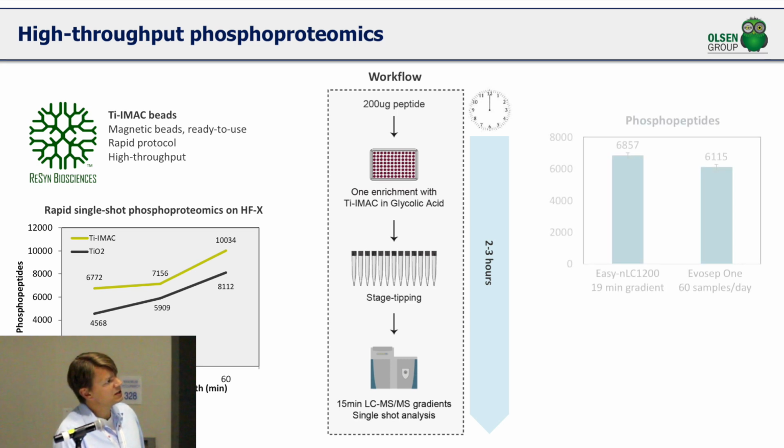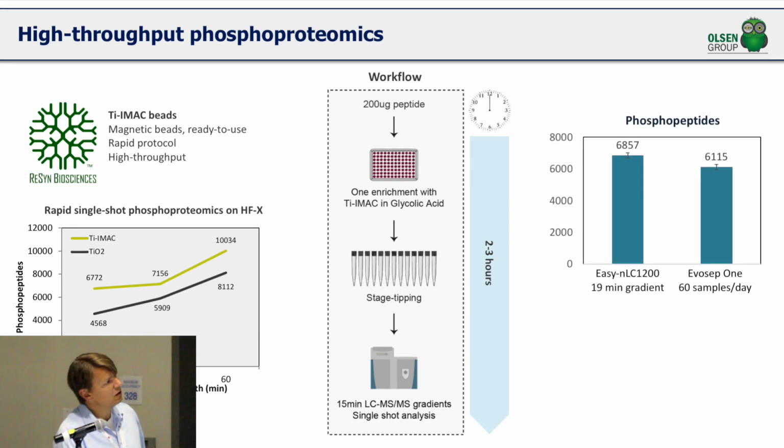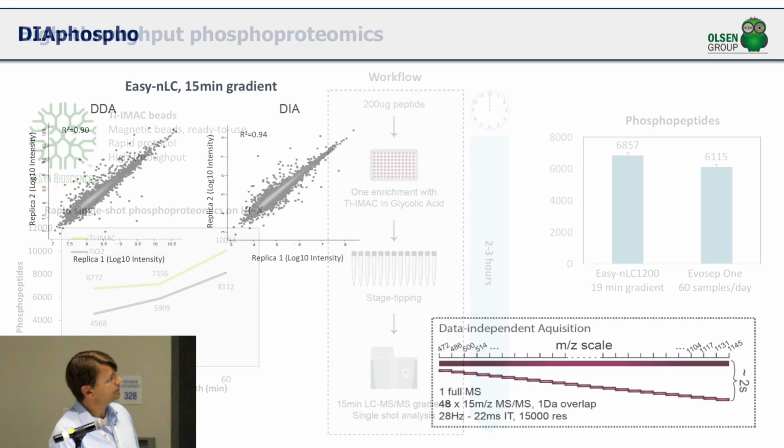And on the EvoSep system, we see numbers that are slightly lower than on the EASY-nLC system, but they're still very much in the same range. So more than 6,000 phosphopeptides identified with the short gradient for which you can run 60 samples a day.